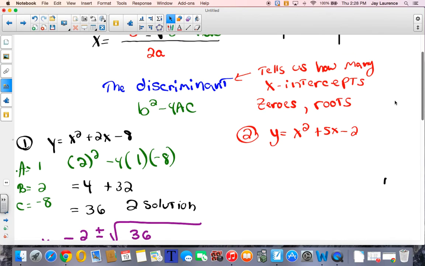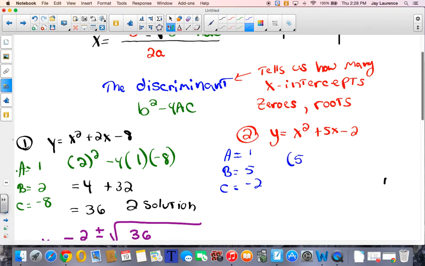All right, let's go ahead and calculate the discriminant for problem number 2. Well, first we got to go A, B, C. Easy as 1, 5, negative 2. So I've got 1, 5, and negative 2. And then we're going to do the b squared minus 4ac part, the discriminant.